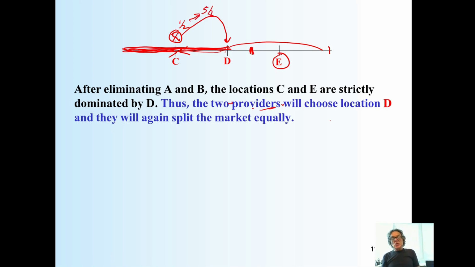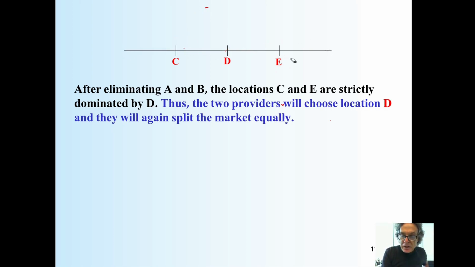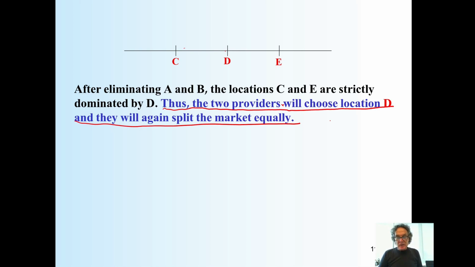So again, no matter where your location is, being located at D is strictly better than being located at C. And similarly for E. C and E are completely symmetric. Therefore, I should eliminate C and E. Thus, the locations C and E are strictly dominated by D. Thus, the two providers will choose location D, and they will again split the market equally. So you see, you tend to go to the center.